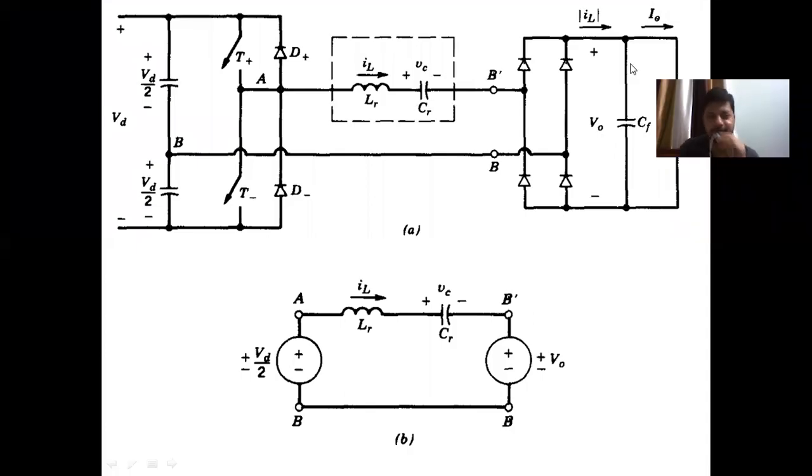Hello students. Yesterday I uploaded a lecture on the series loaded resonant converter. Today we will go on to the next topics of the series loaded resonant converter.